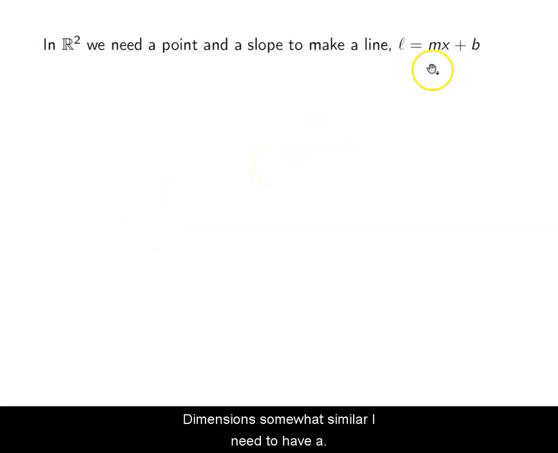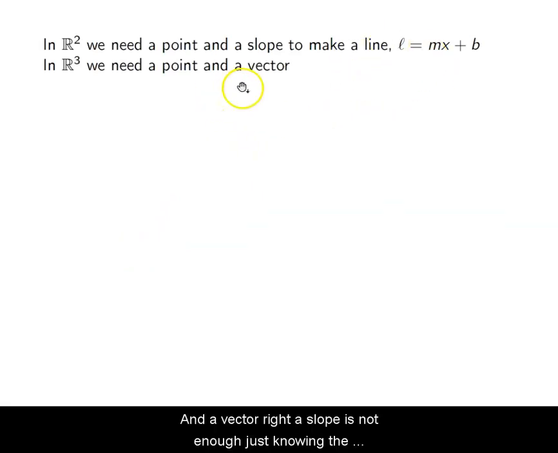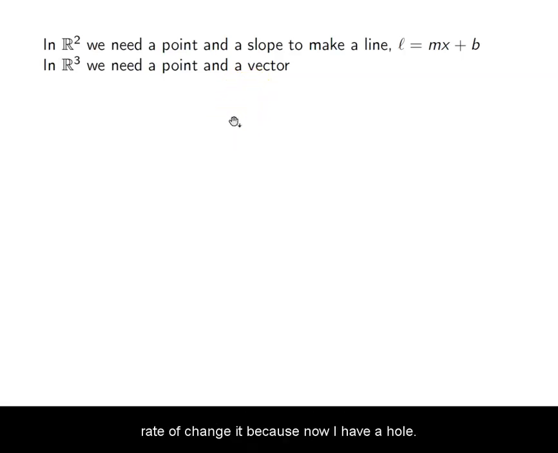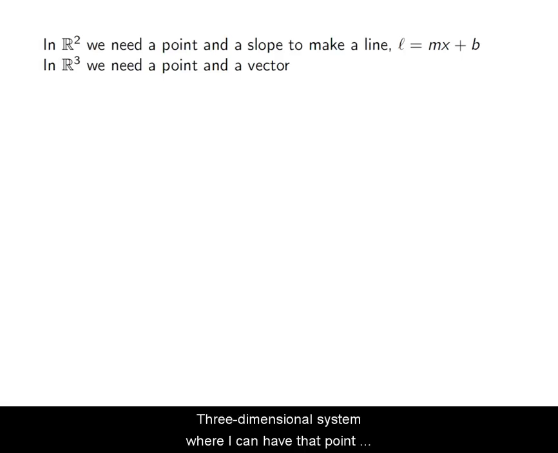So I need a point and a rate of change, basically. In 3 dimensions, it's somewhat similar. I need to have a point and a vector, right? A slope is not enough, just knowing the rate of change, because now I have a whole 3-dimensional system where I can have that point, and I need to know, okay, well, does it change? Is the rate of change in this direction or this direction or this direction, right? Because I can go up 1 and over 2, but which way do I point when I do that, right? So I need a point and a direction, right?